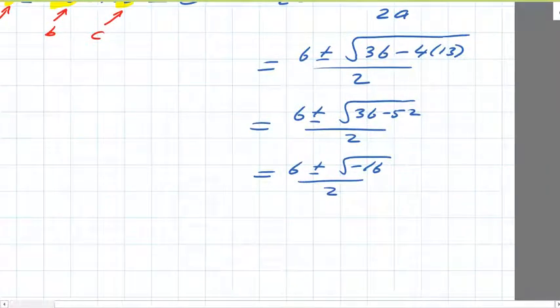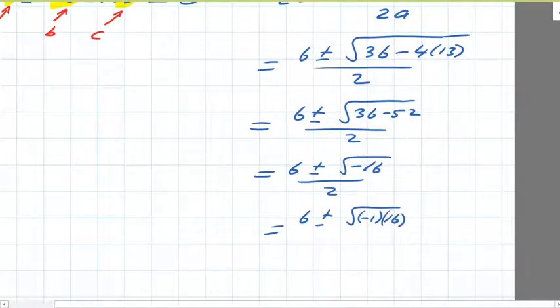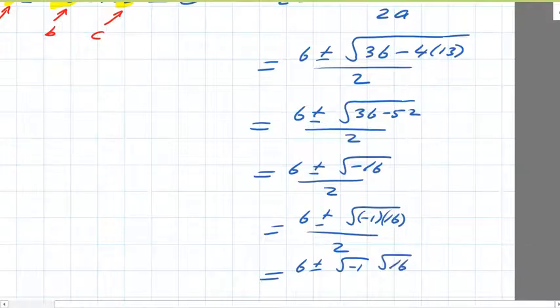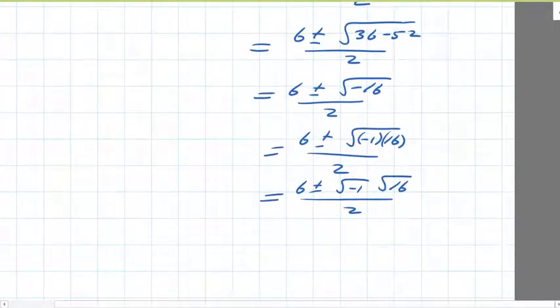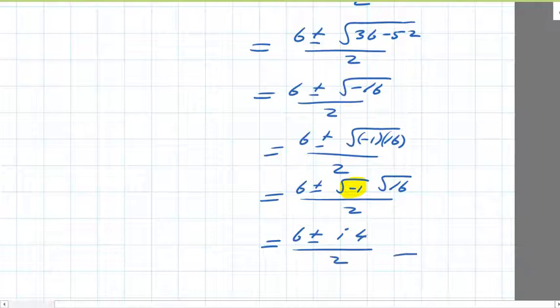Now we can split that into 6 plus or minus the root of minus 1 by plus 16. Just get factors. And now we can break those up. So it's the root of minus 1 by the root of 16 all over 2. And the root of minus 1, of course, has a special value. That's the imaginary number i. So we now have 6 plus or minus i by root 16, which is 4. And finally, 2 divides evenly, so 2 into 6 goes 3 times, plus or minus 2 into 4 goes 2, so it's 2i.